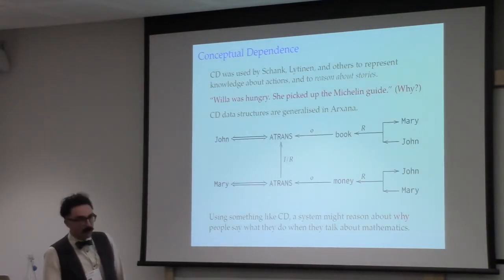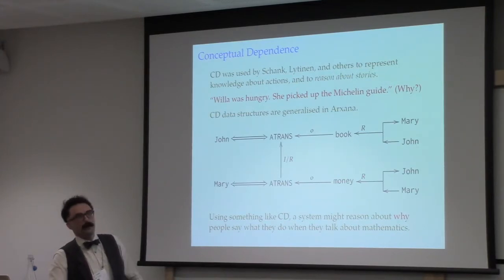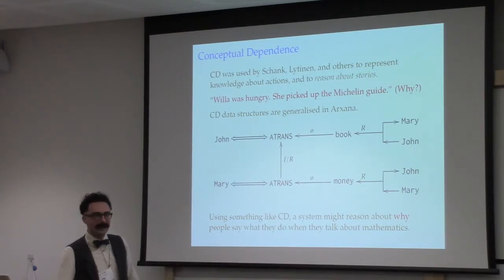So here's conceptual dependence. This is something much more classic. Let's start with an example. Willow was hungry. She picked up the Michelin guide. Great. Why? She wasn't going to eat it.